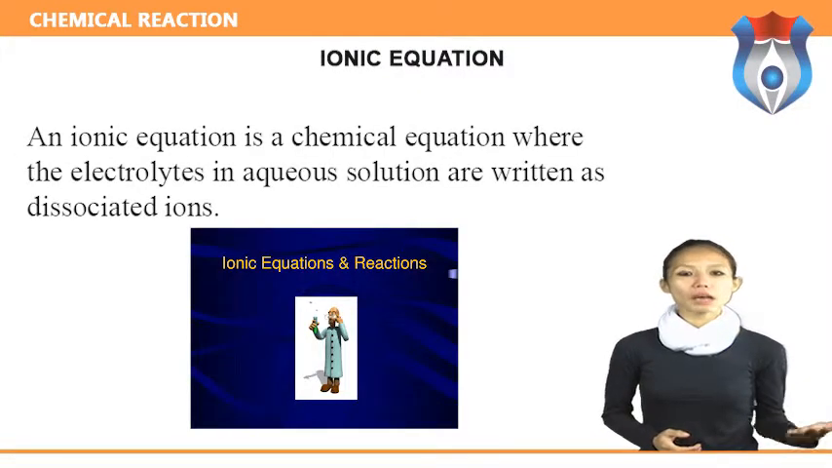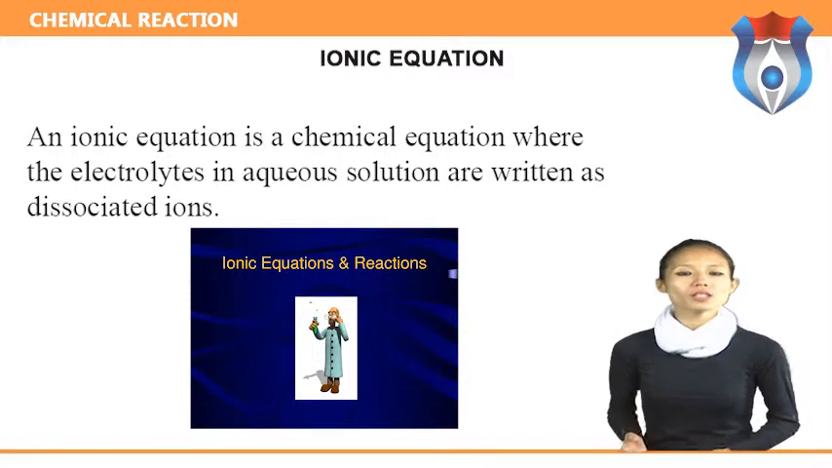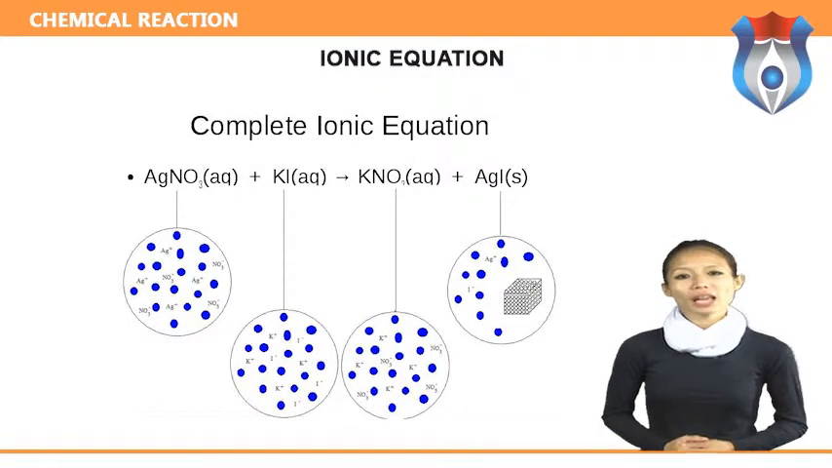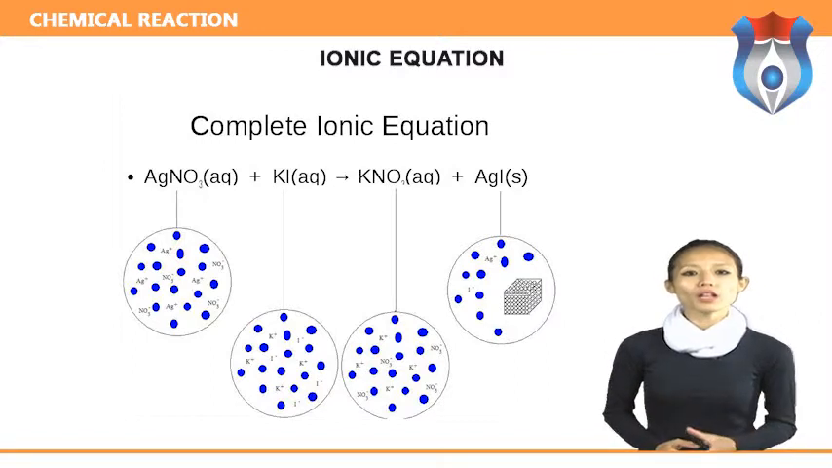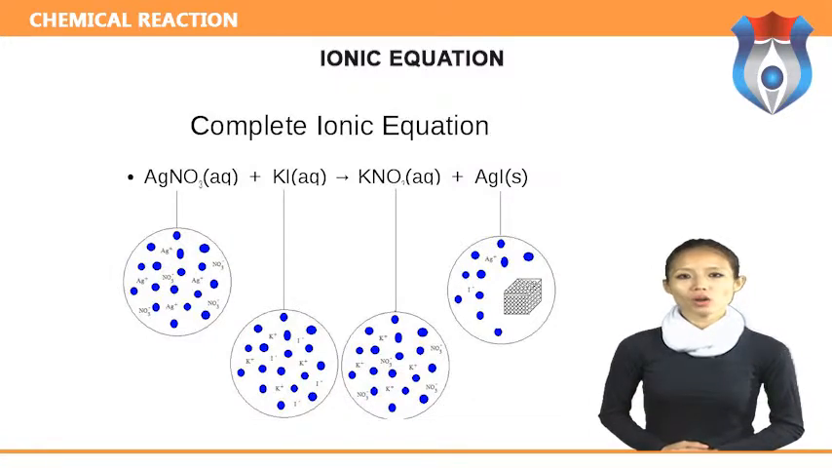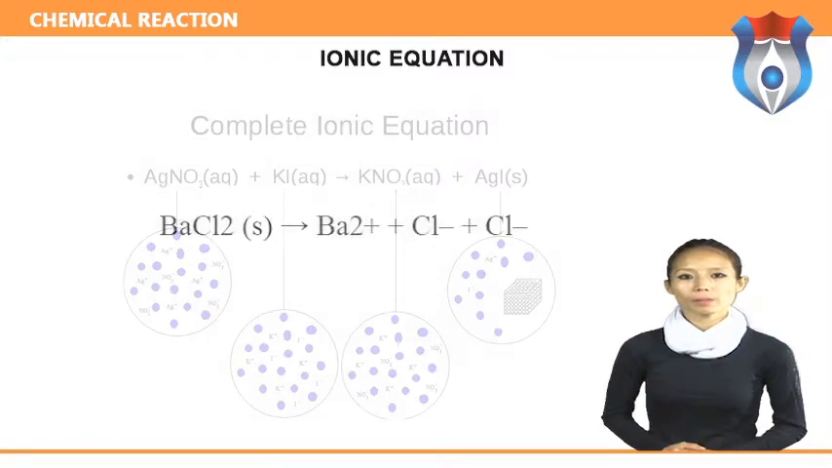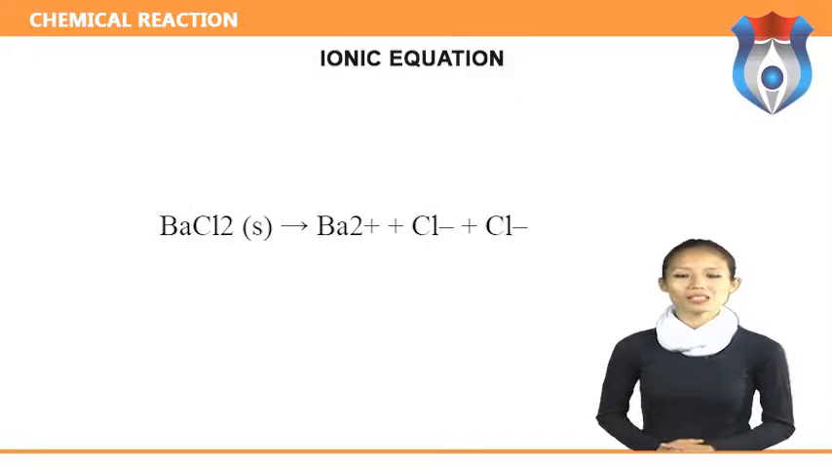An ionic equation is a chemical equation where the electrolytes in aqueous solution are written as dissociated ions. An ionic equation is able to show the physical states of all the reactants and products unambiguously by including any dissolved ionic species as ions. The same rules apply as for a formula equation, in that all species shown on the left must also be present on the right-hand side of the equation. In addition, notice that the electrical charge present on both sides of the equation must also balance. Thus, the equation for another ionic solid, barium chloride, dissolving in water would be as seen here.